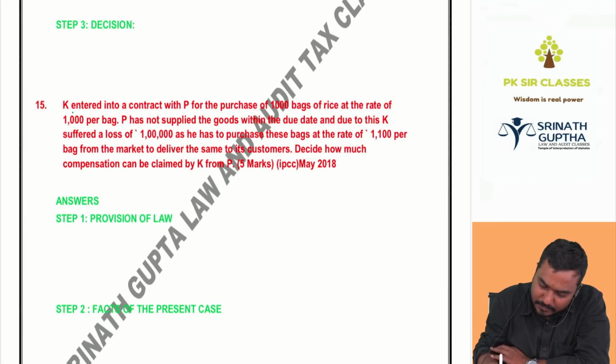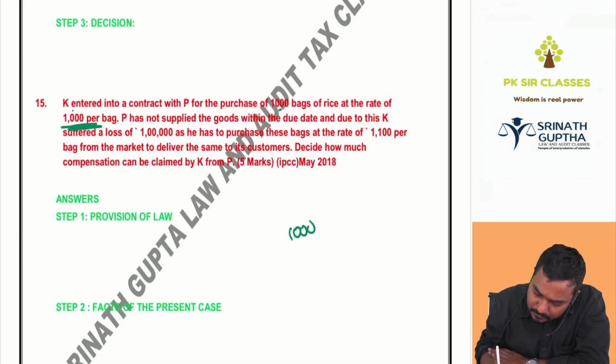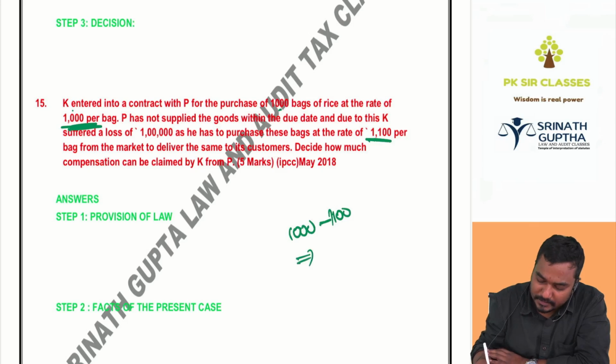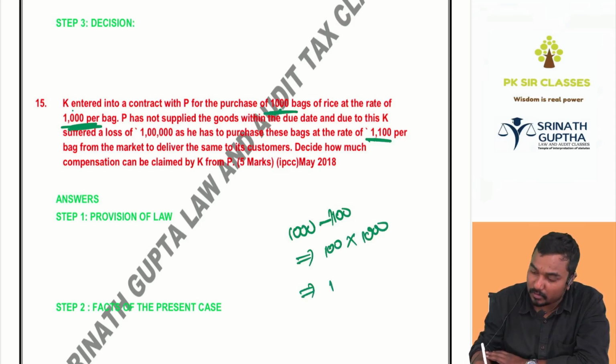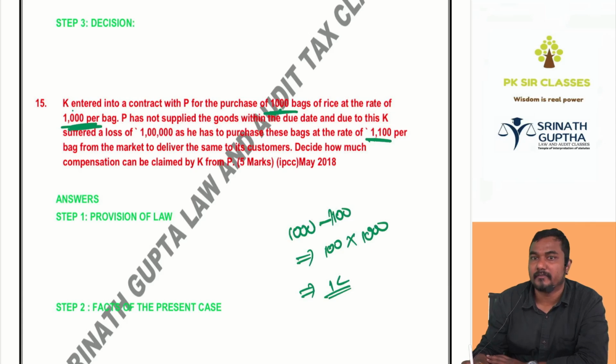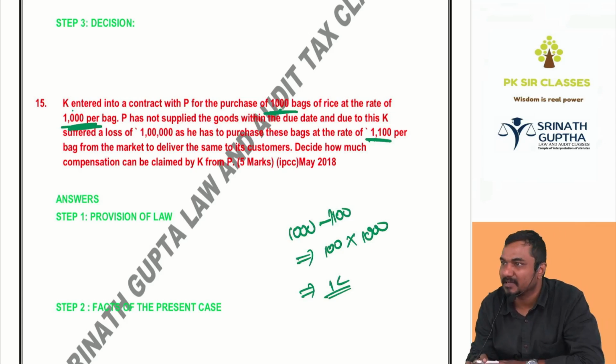Contract for purchase of 1,000 bags of rice. Per bag, 1,000 rupees. Since we are not supplying, at which price is he purchasing, beta? 1100. So how much can you claim? 100. Into how many bags? How much can you claim in total? 1 lakh. Do you understand the question, beta?